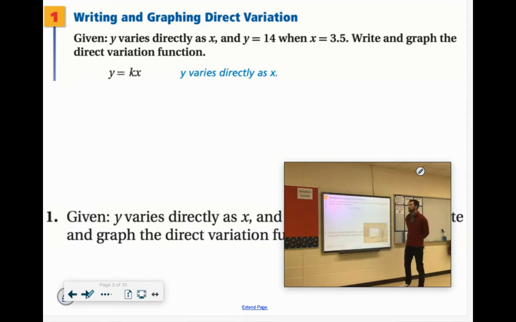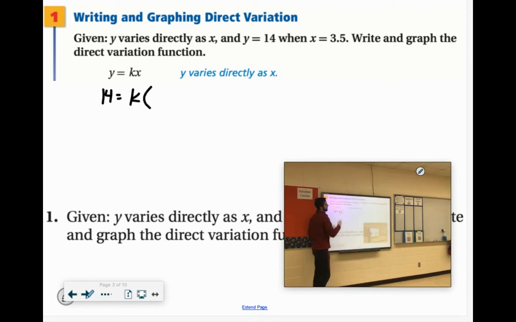Given y varies directly as x, and y equals 14 when x equals 3.5, write and graph the direct variation function. Y equals kx. So we drop in these variables here. It says that y is 14 equals k times x. It said it was 3.5. So if we're solving for k, you got to get rid of that 3.5. So we'll divide it on both sides. And 14 divided by 3.5 is 4. So 4 is your k.